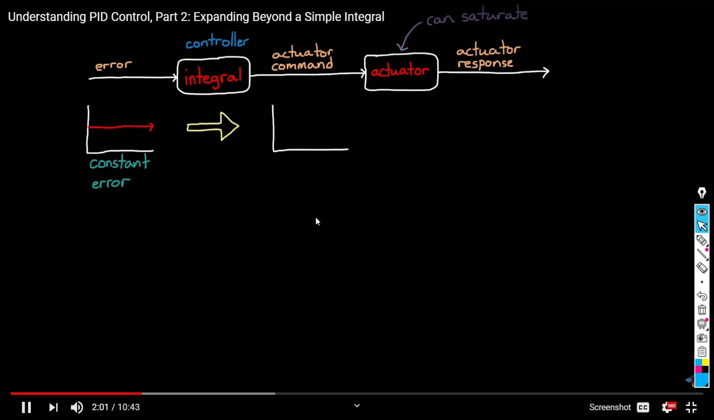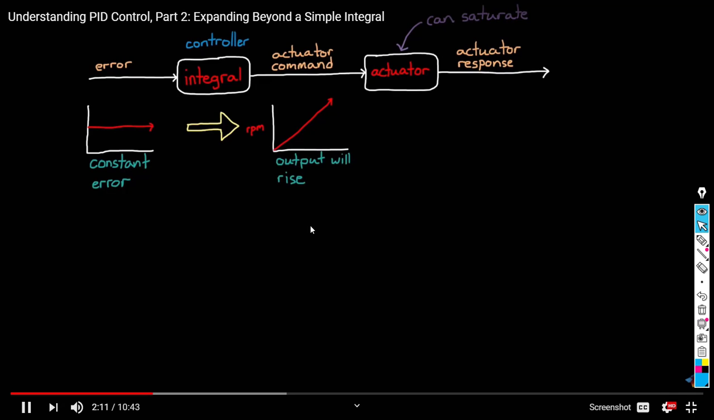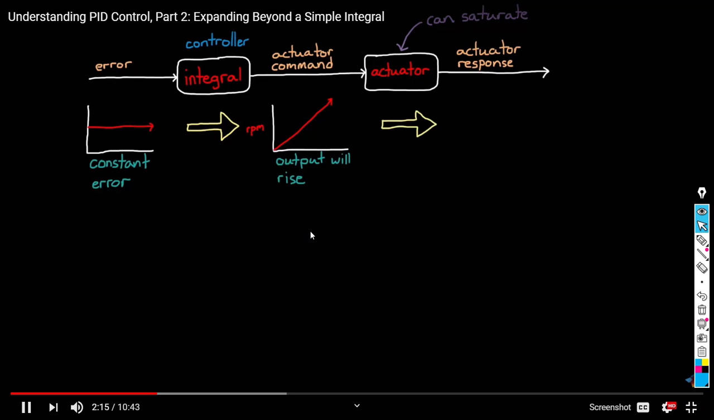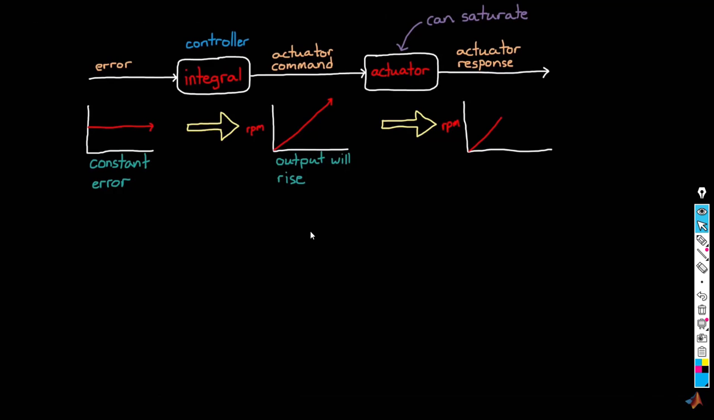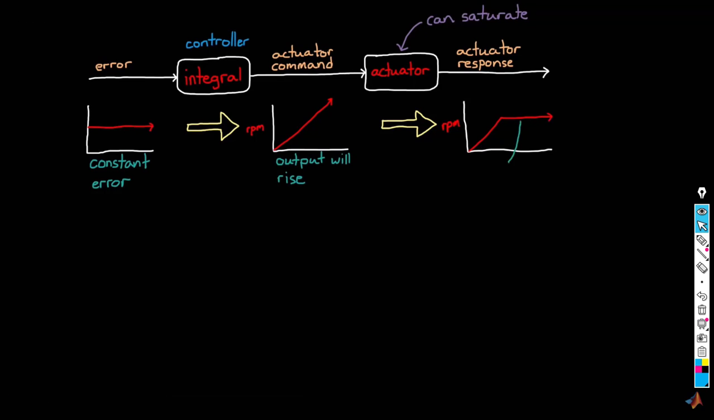When that error goes through the integrator, the output will continue to rise over time. And if our actuator is, say, a motor, then we can think of this value as the commanded RPM. If we command a motor with this ever-increasing request, it will spin up and follow the command at first, but eventually it will hit its maximum RPM and won't go any faster, even if the actuator is being commanded to do so. This is saturation. The motor can't run any faster.